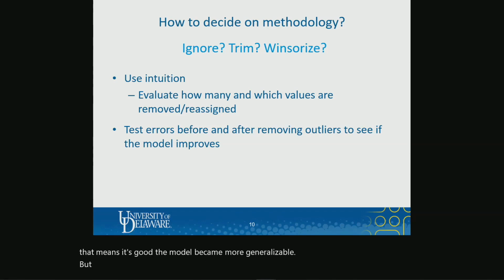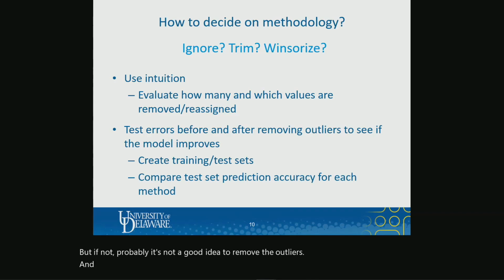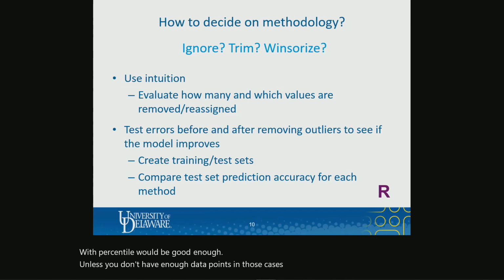But if not, probably it's not a good idea to remove the outliers. You should just decide based on the accuracy on the test set. But generally, trimming with percentile would be good enough. Unless you don't have enough data points, in which case you should just use winsorizing. But percentile would be enough.